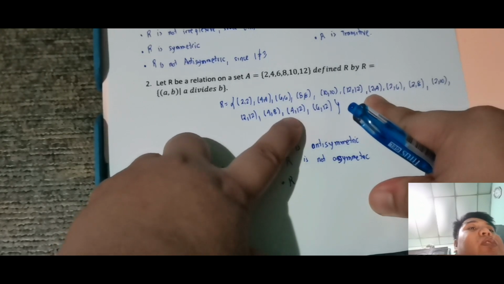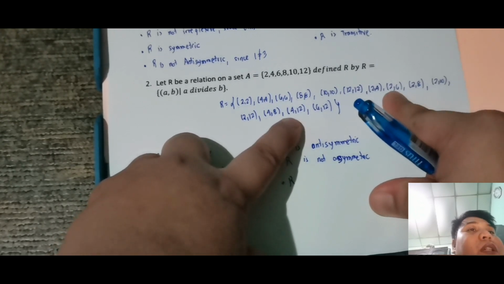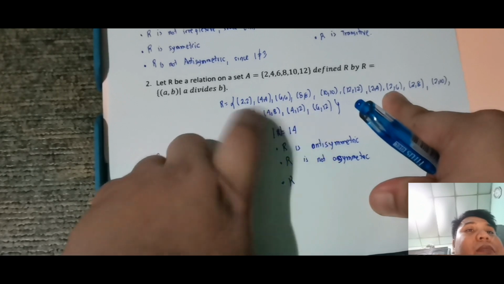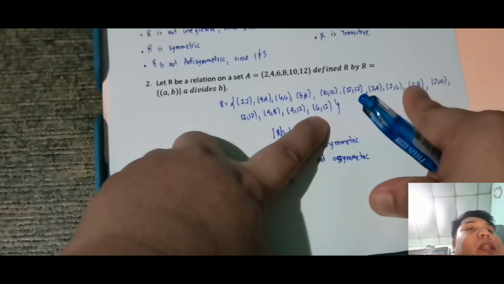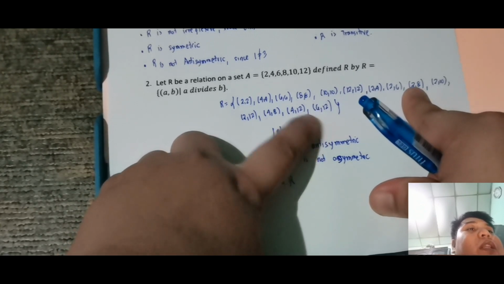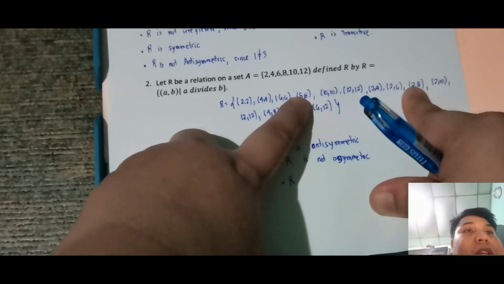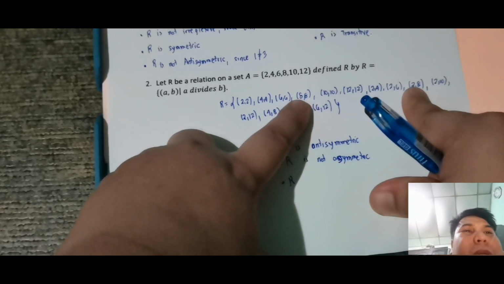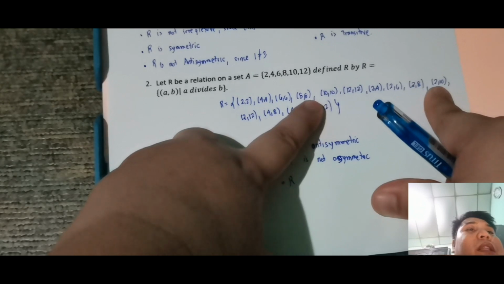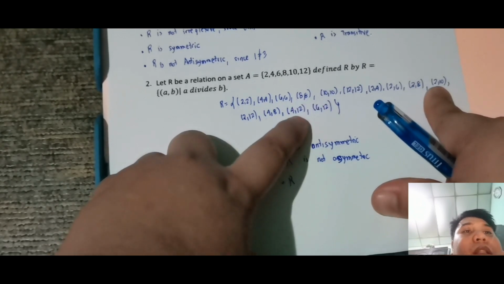(2,4), yun lang, wala na. (2,6), (6,12). Nandiyan ba si (2,12)? Yes, sir. Next, (2,8), (8,8), walang (8, something). So (2,8), (8,8), andun pasok yun. So (2,8) pa rin yan. Next, (2,10), (10,10). (2,10), wala na dyan iba.